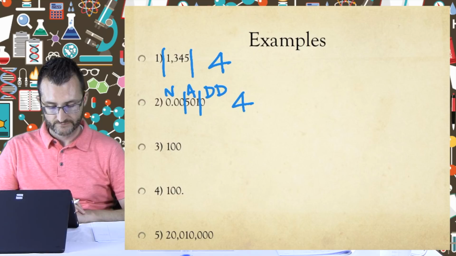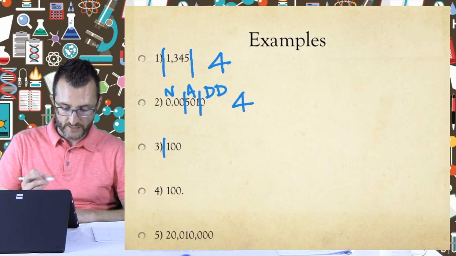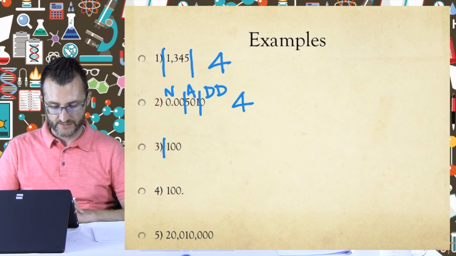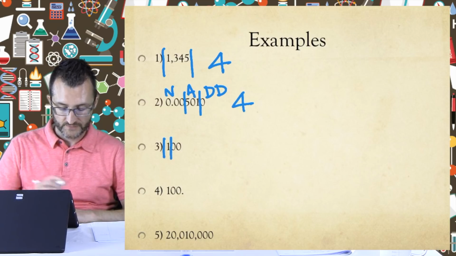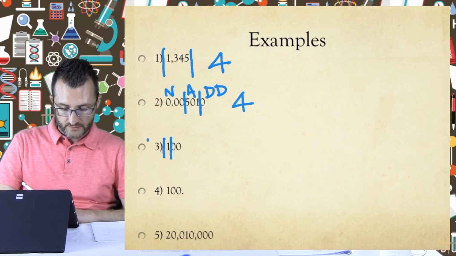Number 3, we have 100. So where is our furthest non-zero to the left? Well, it's got to be 1. And the furthest non-zero to the right? I guess it's 1 again. It's that same 1, right? So let's put those letters in, N-A-D-D.